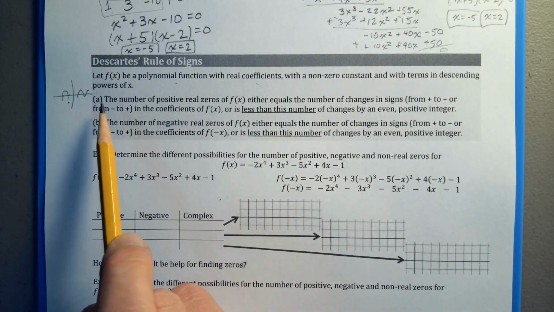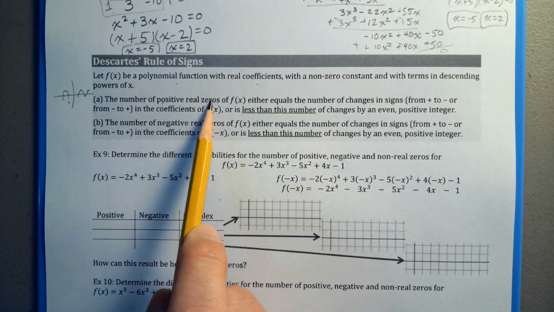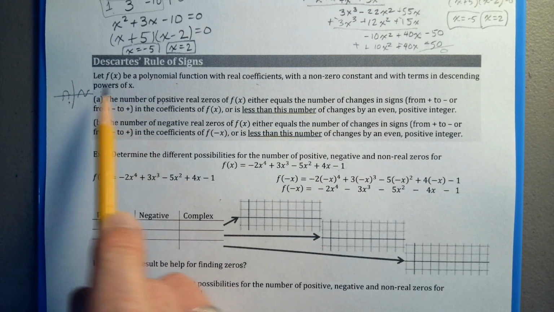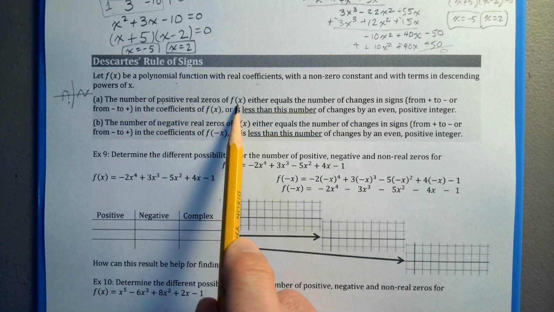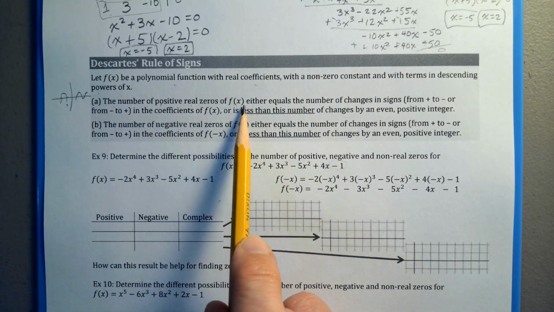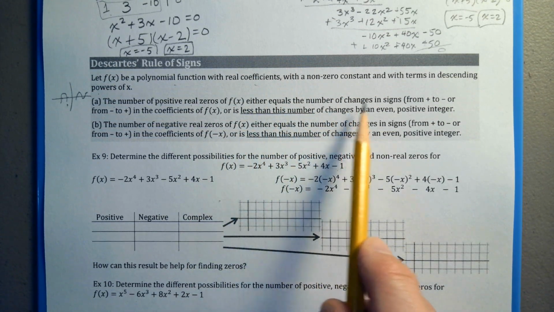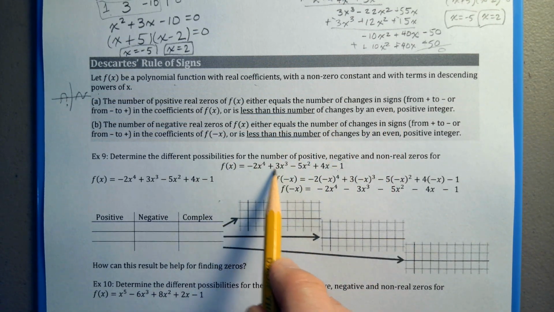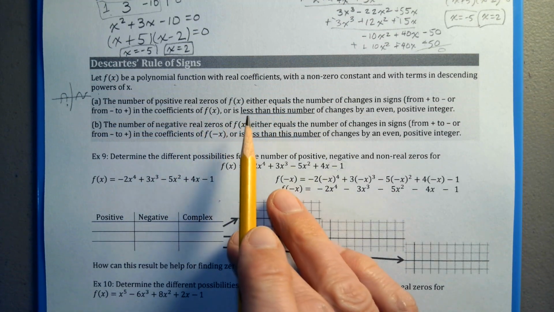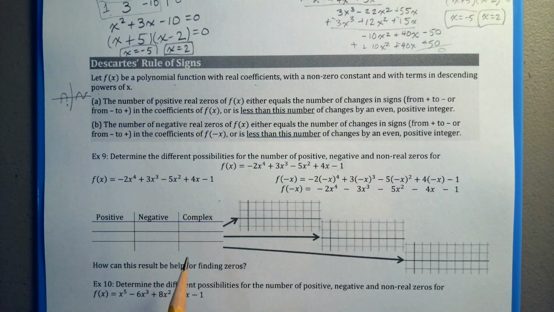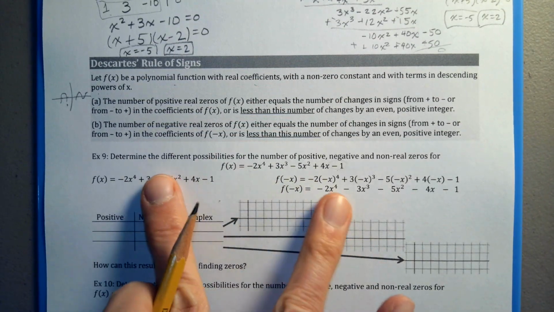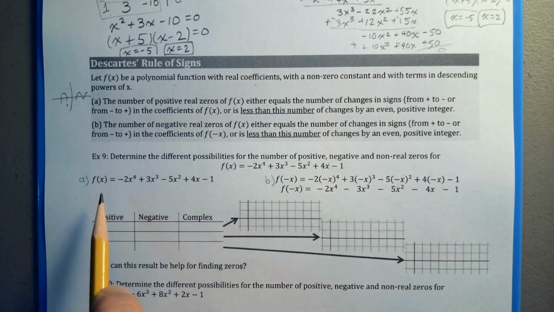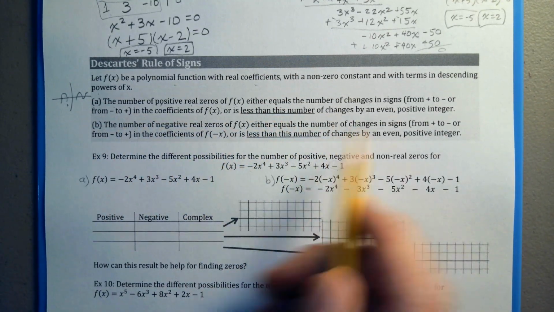Okay. First of all, the number of positive real zeros, that's the number of times our graph is going to cross the x-axis on the positive side. The number of positive real zeros of f of x either equals the number of sign changes as you go through the terms, or is less than that number by an even positive number. Okay, so let's look at this. I've written it two separate ways. This is the A part of our rule, and this will be used for the B part of our rule. All right, so let's count the number of sign changes as we go.